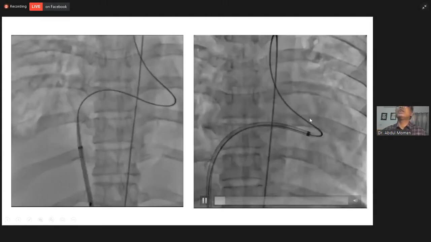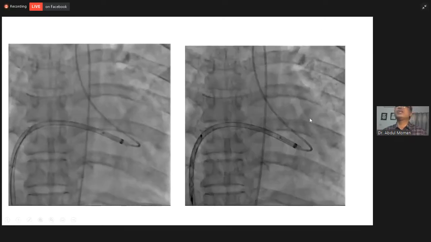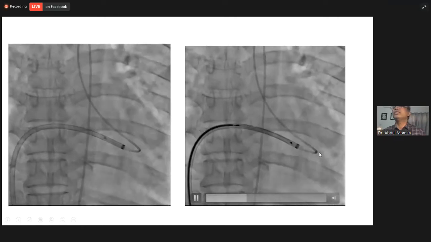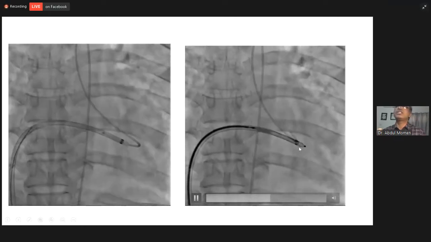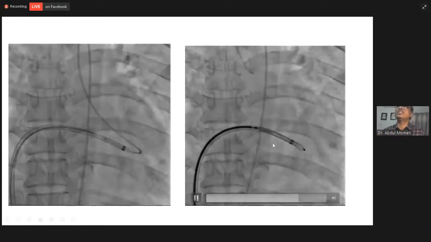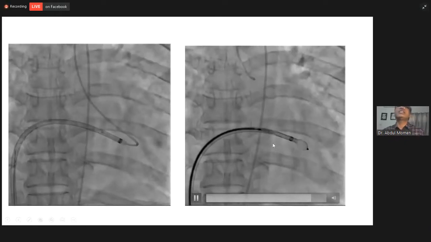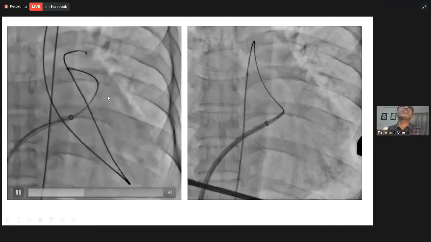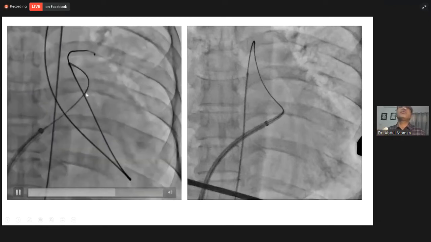But we attempted to deliver by keeping the sheath in the LV, and when we removed this, the sheath slipped from LV to RV. So this attempt failed. We changed our strategy. We took a harder wire instead of the Terumo wire, a 0.34 regular wire, which was in the pulmonary artery.